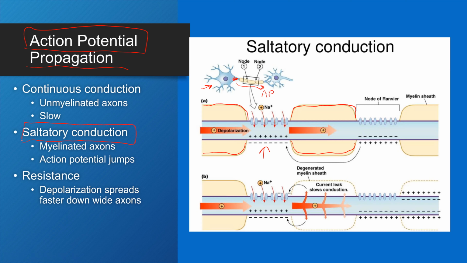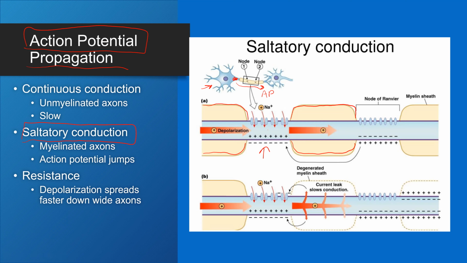So saltatory conduction, action potential jumps. It doesn't really jump. It's just the word that's used to describe this action, right? So it jumps from one node of Ranvier to another node of Ranvier, and the conduction is fast. So that's really good. Myelinated axon conduction is fast. So we go from one node to another node, so we get to destination faster.